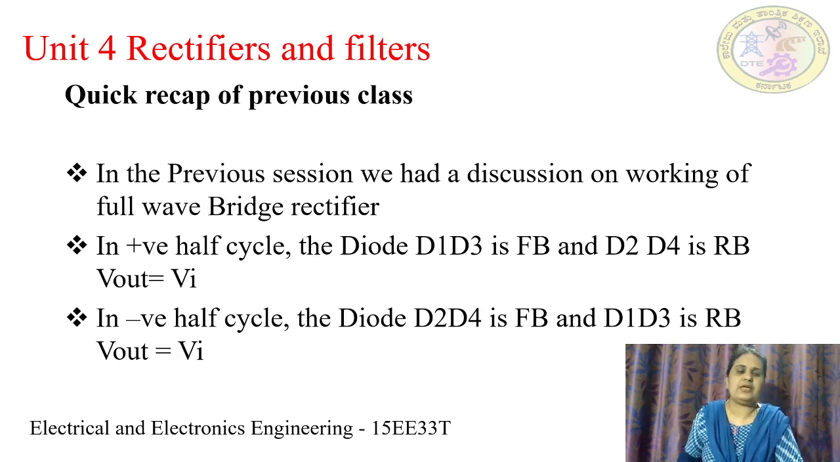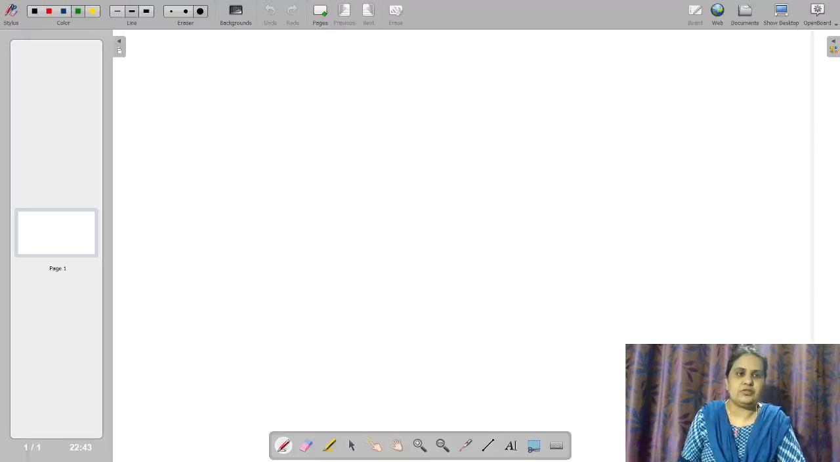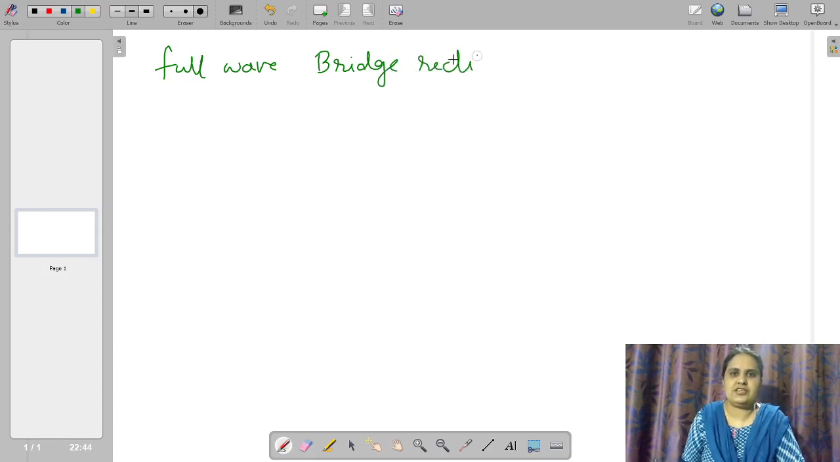So let's have a quick glance at the working of the full wave bridge rectifier that we had studied. This was our previous class discussion. Let's have a very short discussion on what we have studied in the previous class.